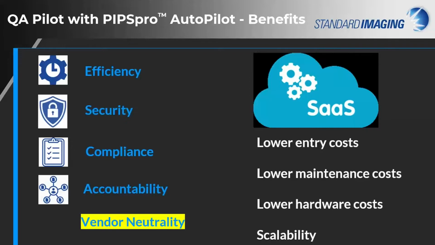This software is provided as software as a service model, which offers instant benefits to the user, including lower entry costs, as there are no large initial capital investments, lower maintenance costs thanks to a minimal local footprint and automatic software updates, lower hardware costs since the service is delivered via a web browser, thus eliminating the need for expensive specialized hardware, and scalability. Grow your QA platform as your organization grows.